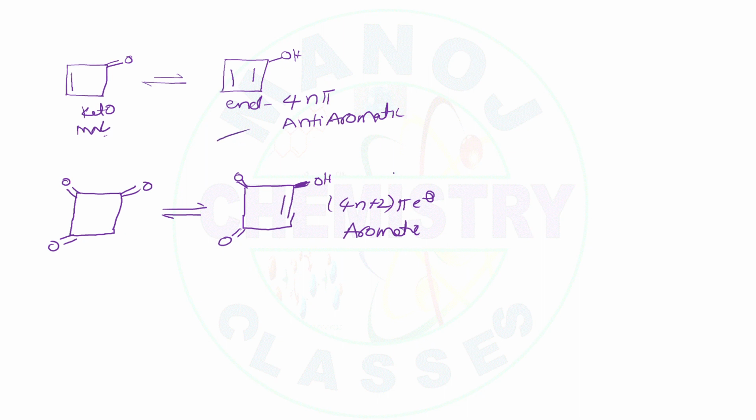So I hope you understand the conditions which are favorable. The first one is chelation. Next one is aromaticity. Next one is conjugation. So these are the factors which favor a higher amount of enol content.